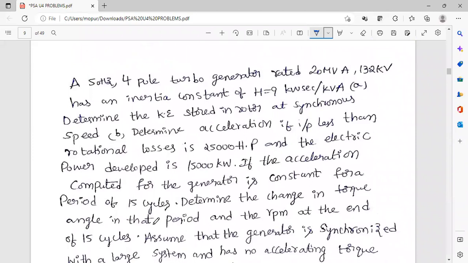See here, 50 hertz is the frequency, a 4-pole machine, the number of poles is 4. Turbo alternator, and directly this is MVA, you can highlight this MVA. So they have given SB, the base power, and the inertia constant H. Now what they are asking: determine the kinetic energy stored in the rotor at synchronous speed. So they are asking for WK, the first subdivision.